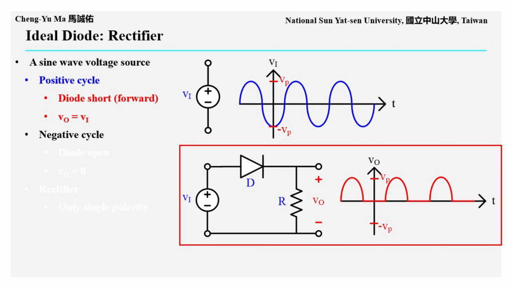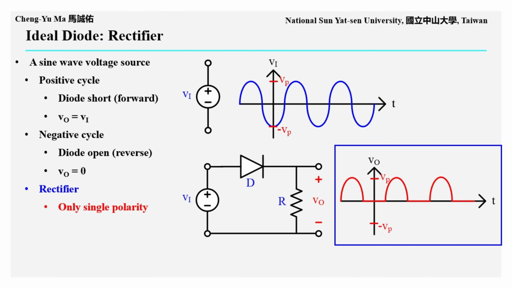When the input signal VI is in the positive half-cycle, diode D is forward biased and behaves like a short circuit. In this case, the voltage across resistor R is equal to the input signal VI, so VO equals VI. When the input signal VI is in the negative half-cycle, diode D is reverse biased and behaves like an open circuit. In this case, no current flows through resistor R, so there is no voltage drop across R and VO equals 0.